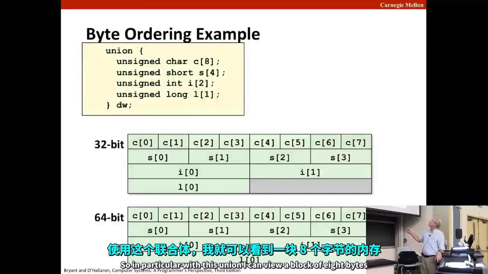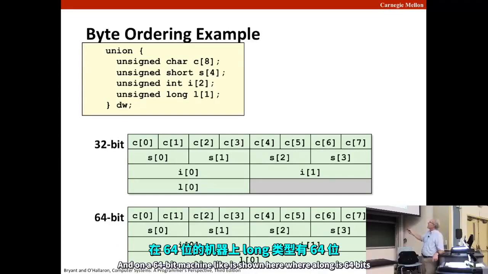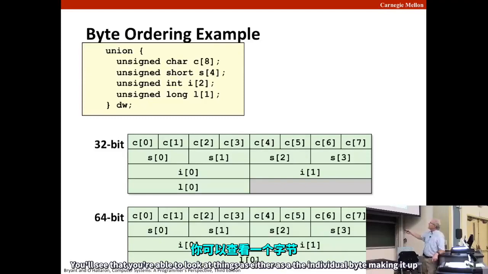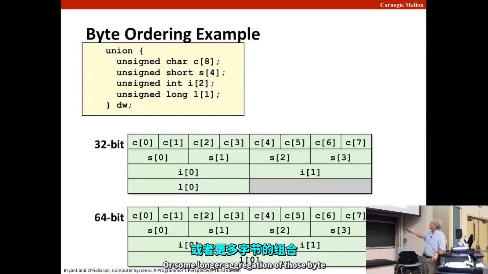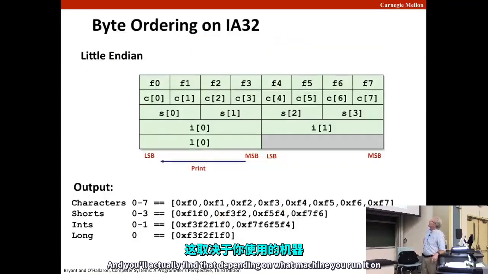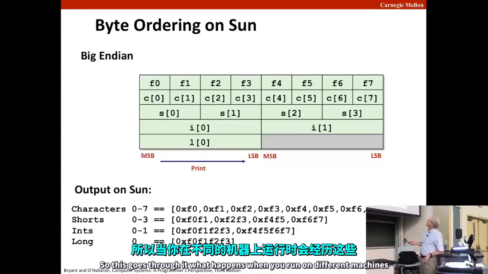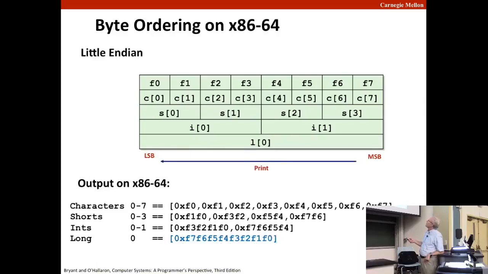So in particular, with this union, I can view a block of 8 bytes as either 8 characters, 4 shorts, 2 ints, or 1 long. And on a 64-bit machine, like is shown here, where long is 64 bits, you'll see that you're able to look at things either as the individual bytes making it up, or some longer aggregation of those bytes. And you'll actually find that depending on what machine you run it on, you'll get different results because of the byte ordering of the different machines. So this goes through what happens when you run on different machines.